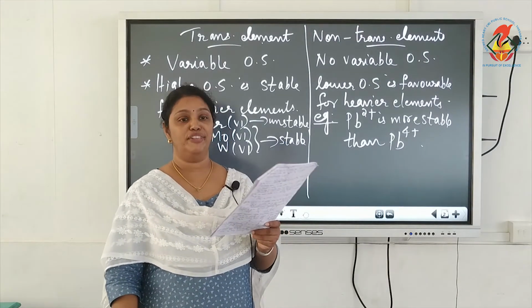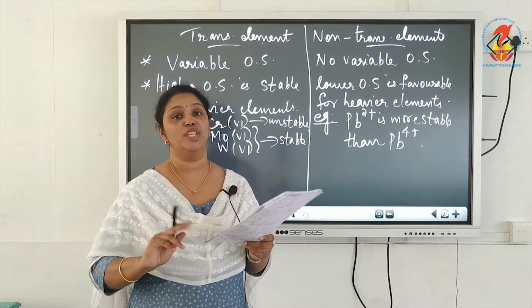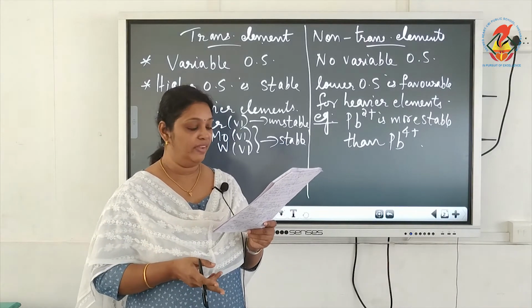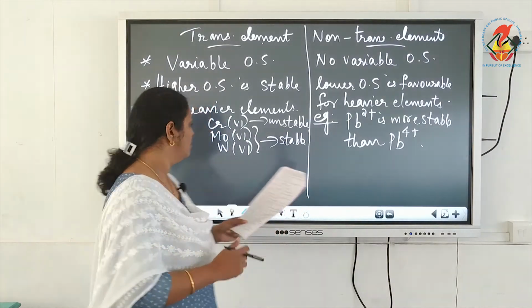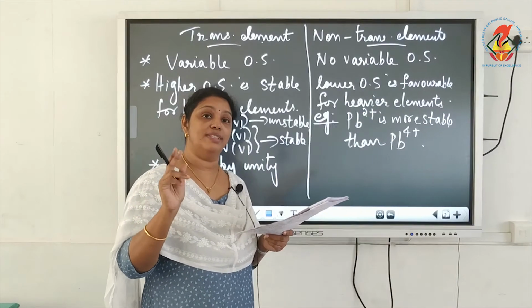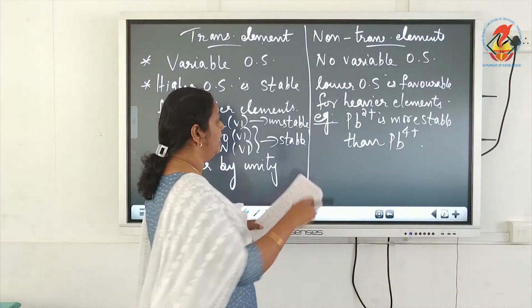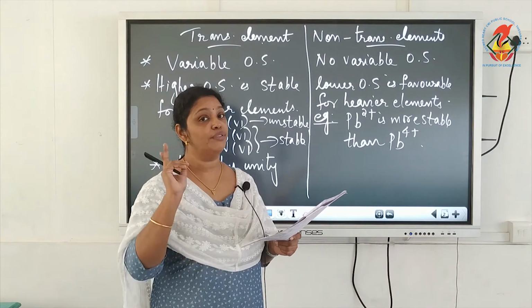Now the third difference is that oxidation states in transition elements differ from each other by unity, whereas non-transition elements differ by a unit of 2. So the third difference is oxidation state of transition elements differ by unity. We know that manganese can show +2, +3, +4. So the difference in oxidation state is 1. Whereas the non-transition elements, their oxidation state differ by a unit of 2.